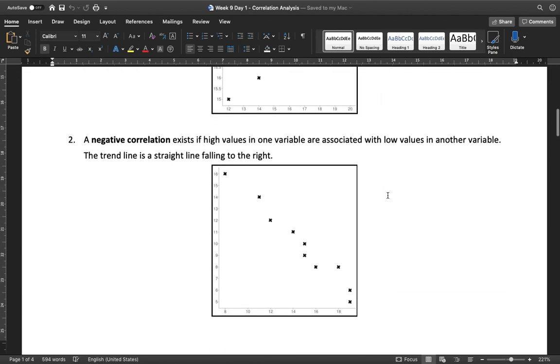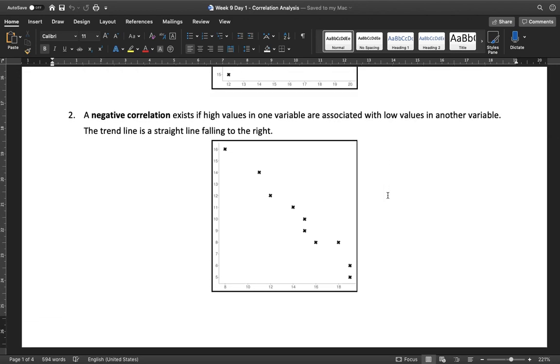Next naman is the negative correlation. A negative correlation exists if high values in one variable are associated with low values in another variable. Pag tumaas yung first variable, mababa yung second variable. Pag mababa yung first variable, mataas si second variable. And yung trend line niya, falling to the right. So, pabagsak, papunta pa kanan. Like that. Mataas yung first variable, mababa yung second. Pababa ng pababa yung isa, pataas naman yung kabila.